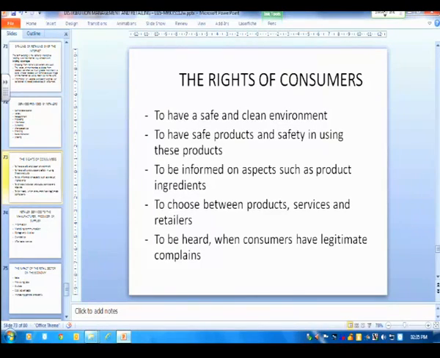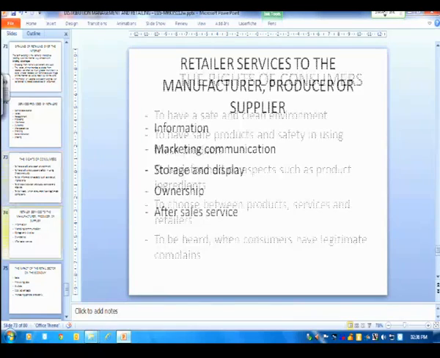Let's look at the rights of consumers. What are the rights of consumers? Consumers have the right to have a safe and clean environment. 2, they have the right to have safe products and safety in using those products. They also have the right to be informed on aspects such as product ingredients. They have the right to choose between products, services, and retailers. And lastly, to be heard when consumers have legitimate complaints.